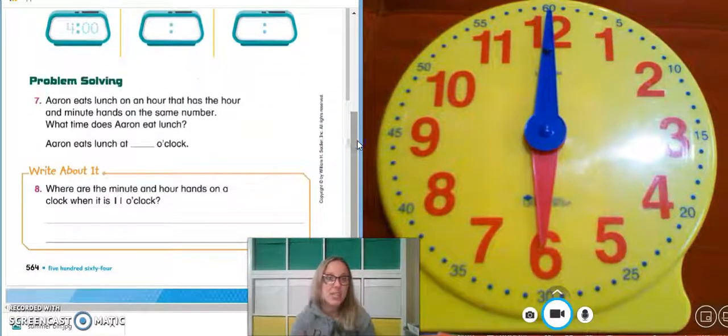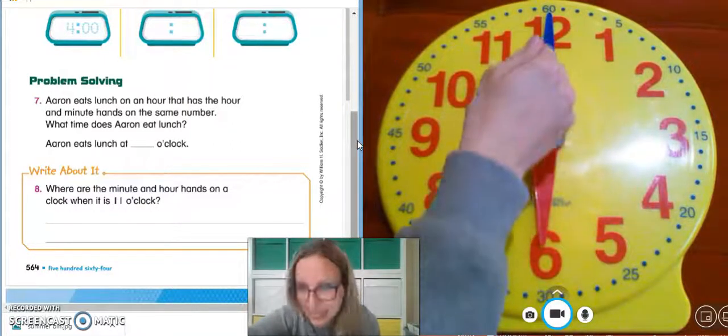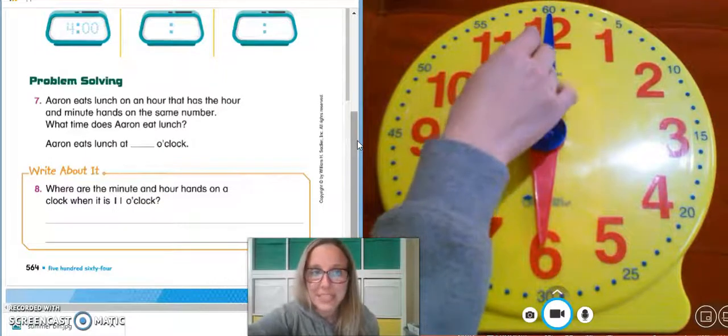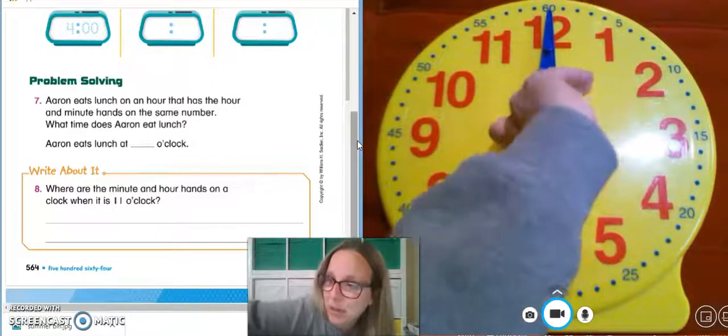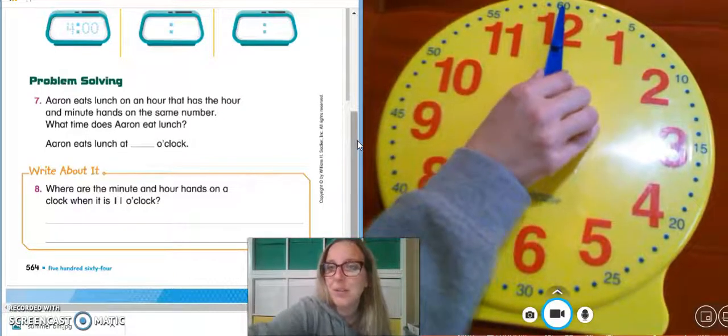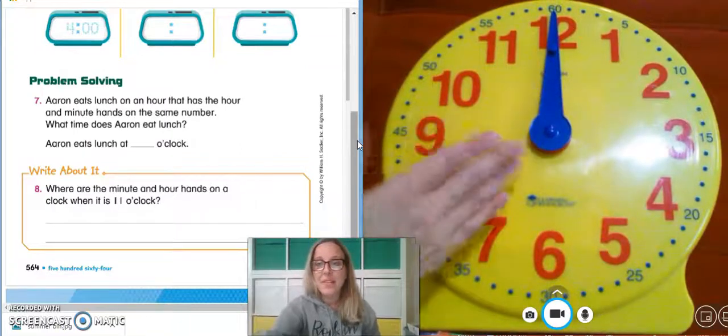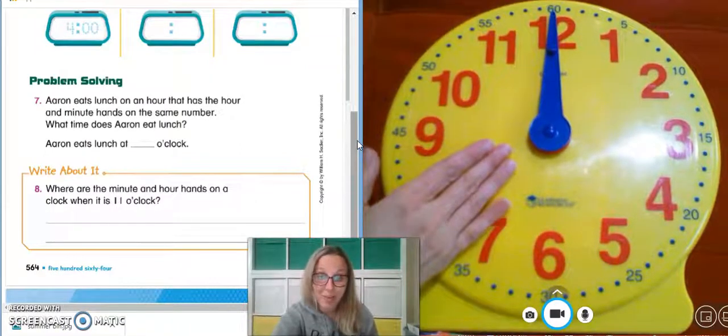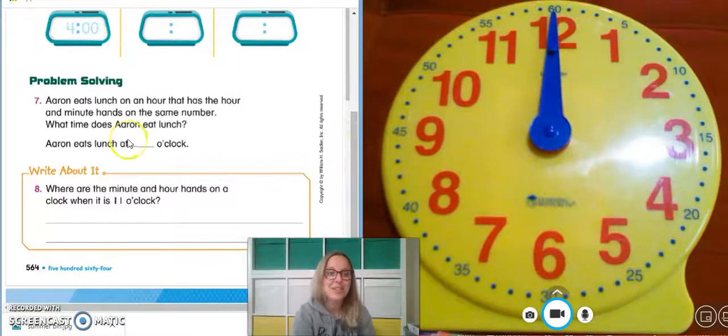It says Aaron eats lunch on an hour that has the hour and the minute hands on the same number. So what time does Aaron eat lunch? Well, we know that for it to be on an hour, the minute hand has to be on the 12. And if his hour and minute hand are on the same number, then let me move my hour hand around here. If my hour and minute hand are both on the 12, then this clock says 12 o'clock. Okay, so Aaron eats lunch at 12 o'clock.